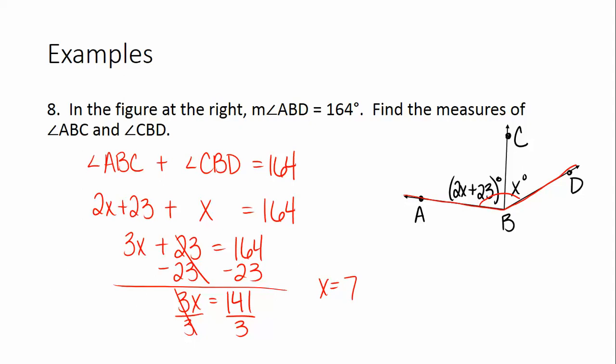But remember that we were asked to actually go back and find the full angle measures of ABC and CBD. So all we found is x. So now you're going to plug a 7 in here and there. That one's easy. To figure out what each angle measure is. So the measure of angle ABC is going to be 2 times 7, 14, plus 23, so 37.